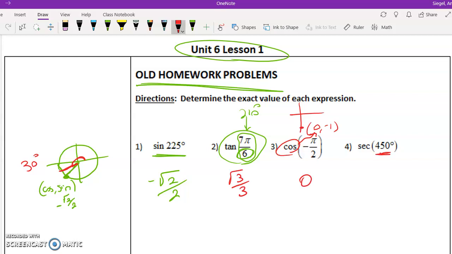And this angle is too big. That doesn't really tell me anything. So I'm going to subtract 360 from it. And I find out that it's the secant of 90 degrees. So let's go back up here. So the secant of 90 degrees, let's start out with those points again. Secant, that's a reciprocal of cosine. And so when I flip 0, that becomes undefined.